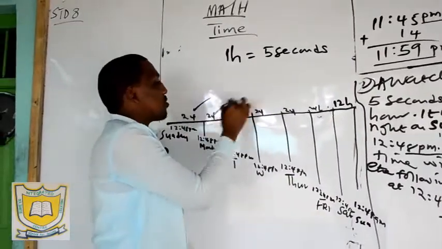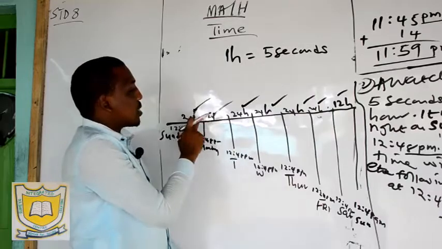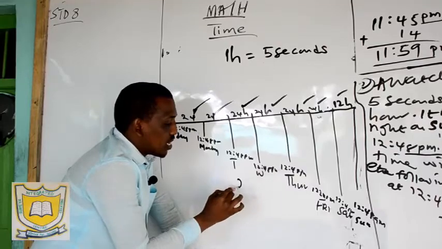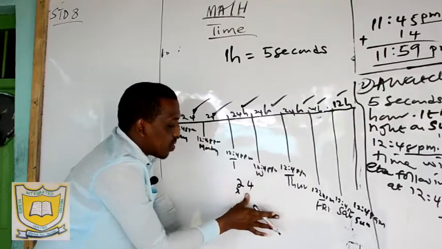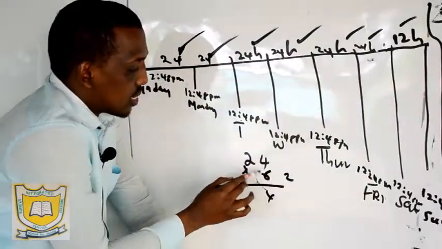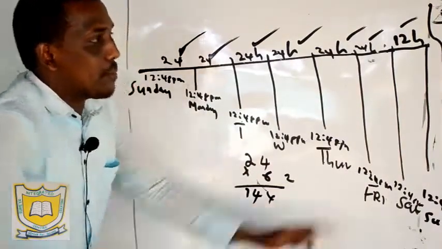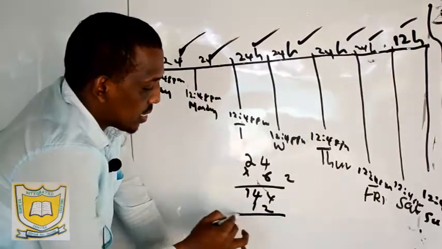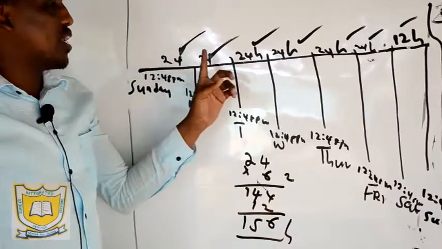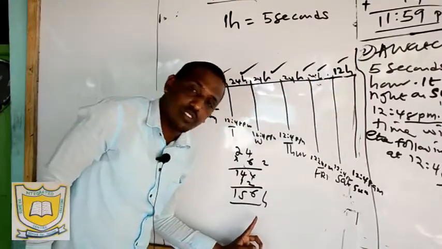This is 24 hours, 24 hours, 24 hours, 24 hours, 24 hours, 24 hours, and 12 hours we had now. So 1, 2, 3, 4, 5, 6. We have 24 hours, 6 of them. So we say 24 multiplied by 6. That is 24 carry 2, that is 12, 13, 14, 144. Plus 12 hours here we add. That is 156 hours. So when we add 24 plus 24 plus 24 plus 24 plus 24 plus 24 plus 12, you will get 156 hours.